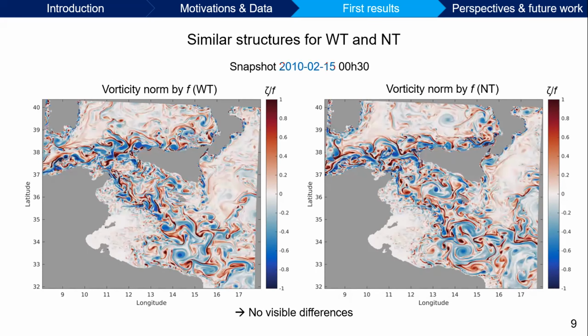And if we look at the vorticity in the middle of February, in winter, we don't have really much difference. We also have similar structures, and in the two simulations we have lots of very small scale structures.